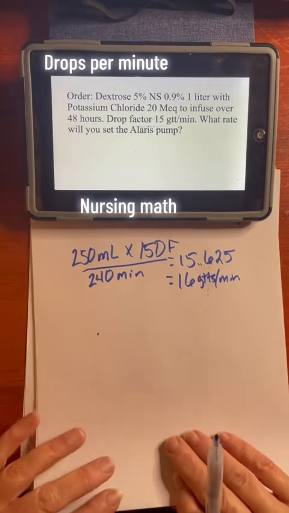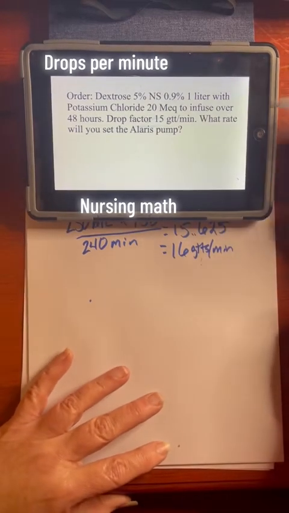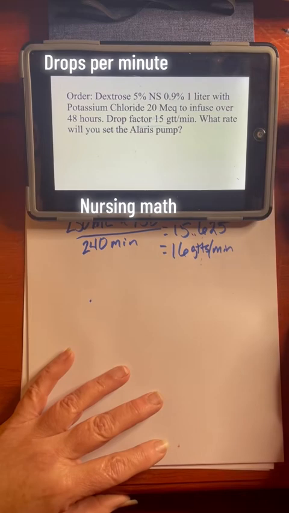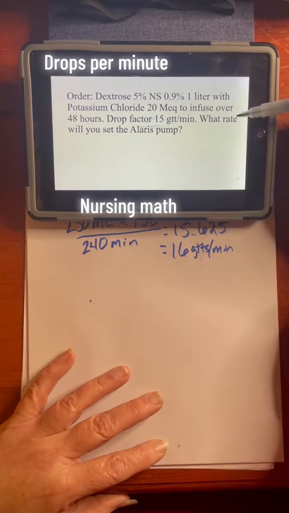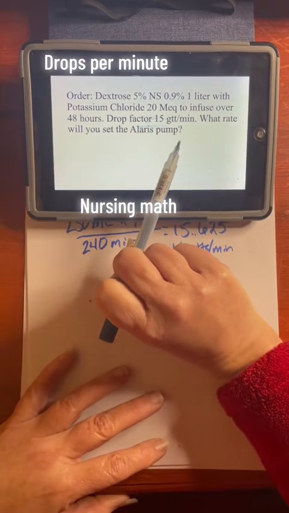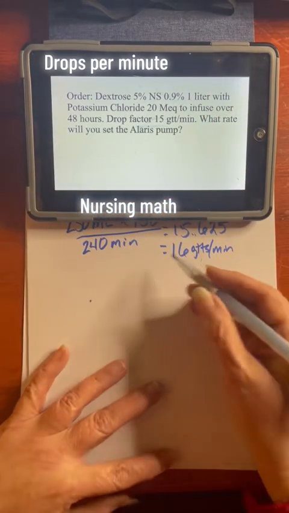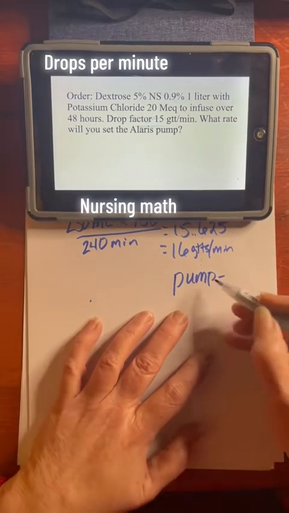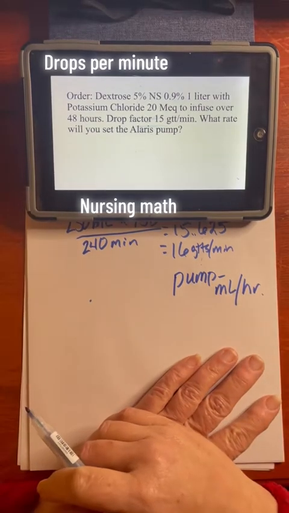The order is for dextrose, D5 normal saline, 1 liter, with potassium chloride, 20 milliequivalents to infuse over 48 hours. The drop factor is 15 drops per minute. What rate will you set the Alaris pump? This is a tricky question, because when it says, what are you going to set the pump, they are wanting your answer in milliliters per hour. Okay, you hear me?